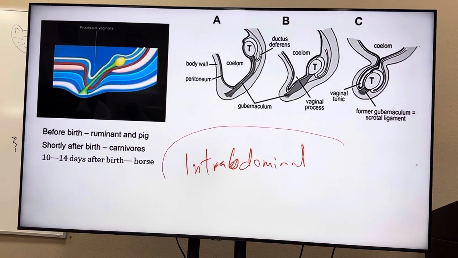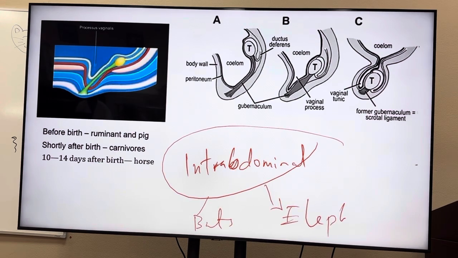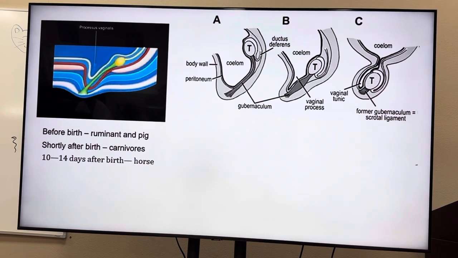In animals like bats and elephants, these testicles remain within the intra-abdominal space. Which other animal? Chicken. Yeah. Reptiles. Yeah. So we have other marine mammals like dolphins and whales. They have their testicles within.